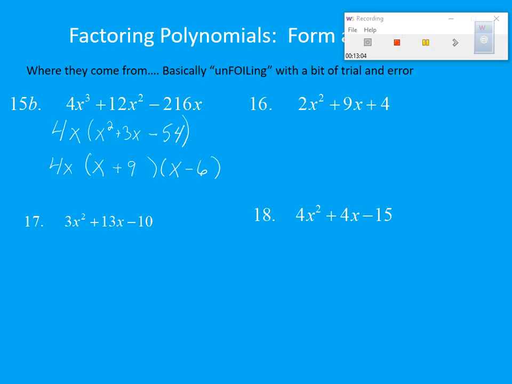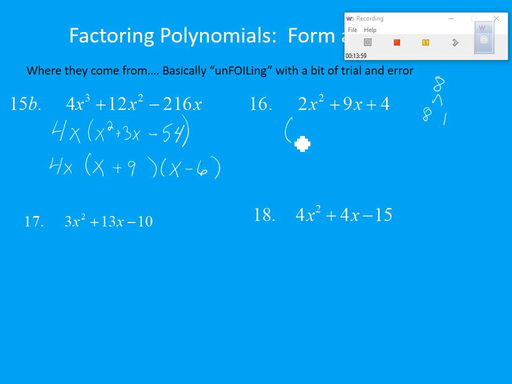What I'm going to do here on number 16, I just can't do what we've been doing, x and an x, because that doesn't give me 2x squared. So what I'm going to do is I'm still going to take my a value times my c value. I'm going to go 2 times 4 is 8. I need you to find two numbers that multiply to be 8 but add up to be 9. Well, in this case, 8 and 1.